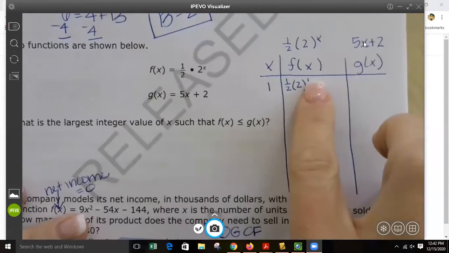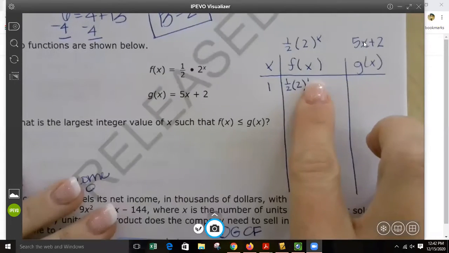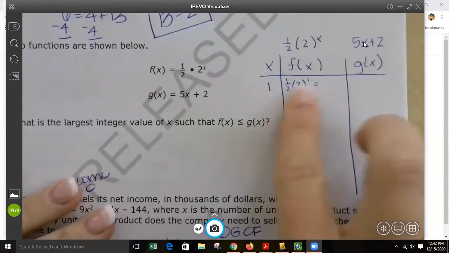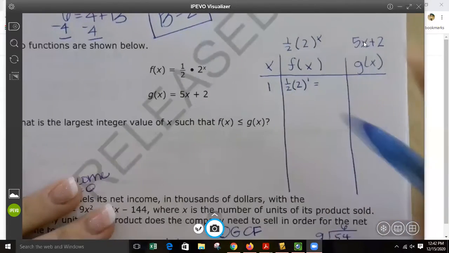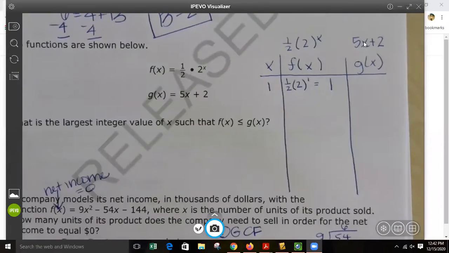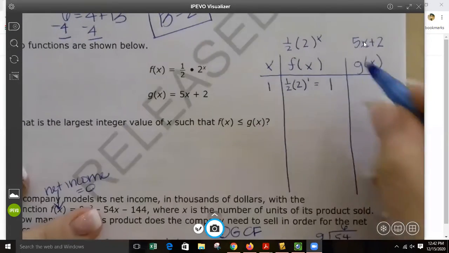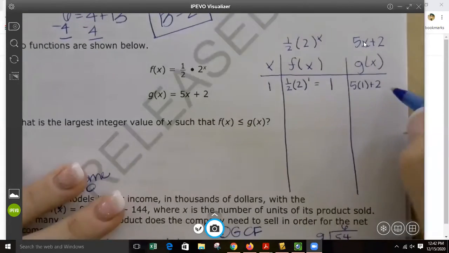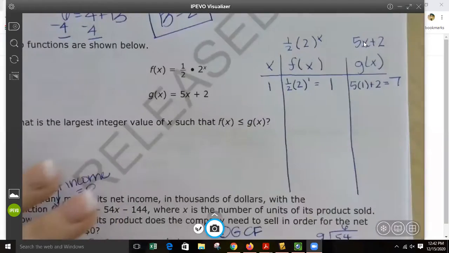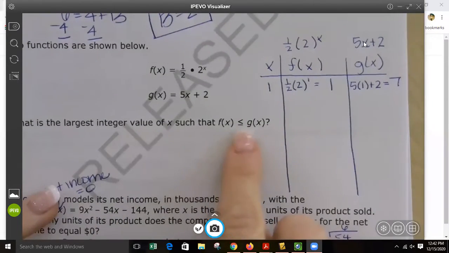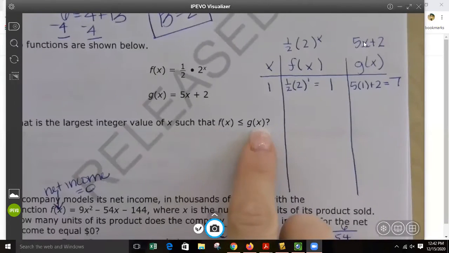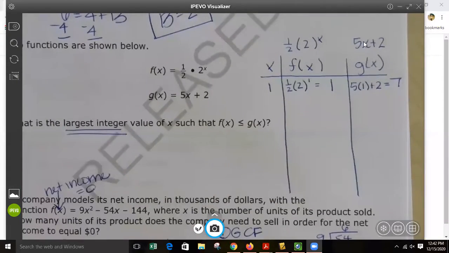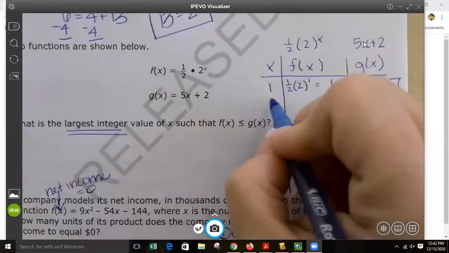So what is 2 to the 1 power? 2. Half of 2 is 1. I know it sounds dumb, but you can do this in your head. We don't need calculators. Then I'm going to plug it into the other one. 5 times 1 plus 2. What's 5 times 1? Plus 2 is? We want f of x to be less than or equal to g of x. It says what's the largest integer value. So this works, but it may not be the largest one. Does that make sense?